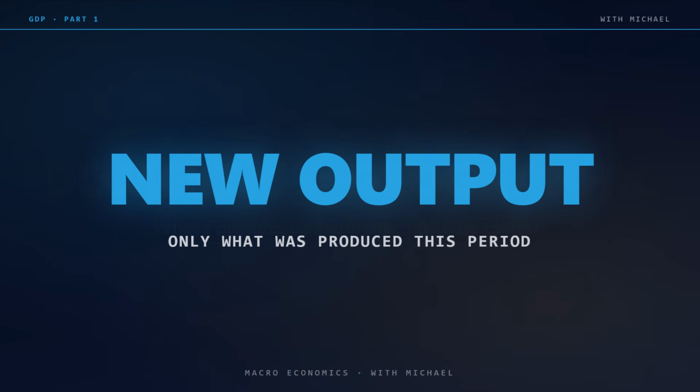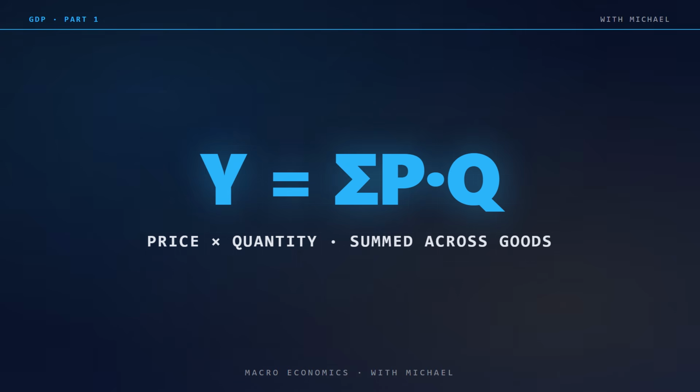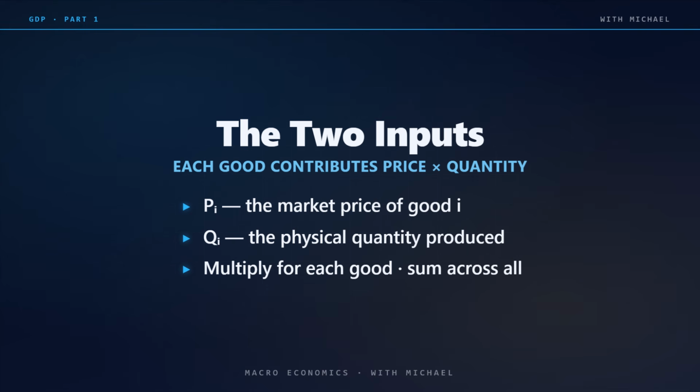The formula. To compute GDP, we use a simple formula. Y equals the sum of price times quantity, summed across every good and service in the economy. Y equals sigma, sum, of P sub I times Q sub I, for every good I, where P sub I is the market price of good I, and Q sub I is the quantity of good I produced. The market price is the price the good sells for in the market, what consumers actually pay. The quantity is the number of units produced.